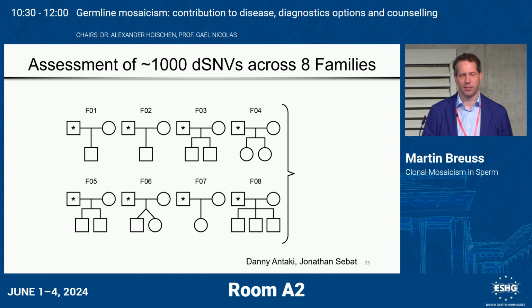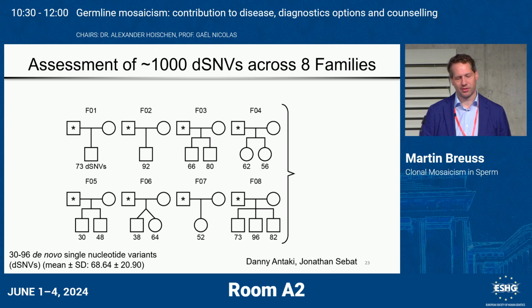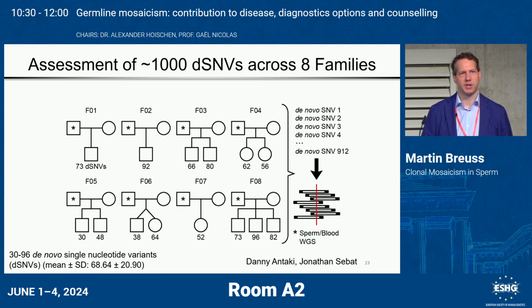We were very lucky that in our collaboration at UC San Diego, we were able to obtain trio sequencing data, or actually multiple children in some cases. And we looked at all the de novo mutations that were obtained across these 8 individuals, or 8 families. We got the expected around 30 to 96 de novo single nucleotide variants, for a total of 912 mutations that we will then assess in the whole genome sequencing data in the blood and the sperm from the paternal side.